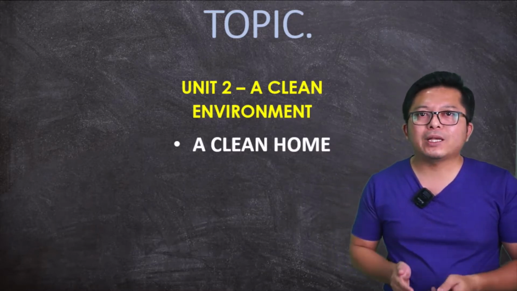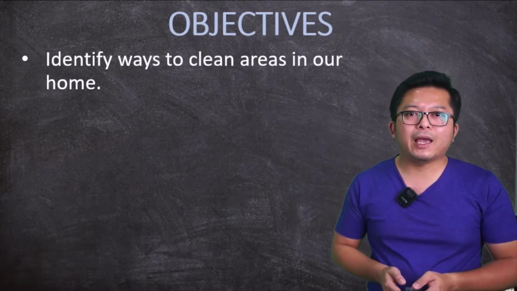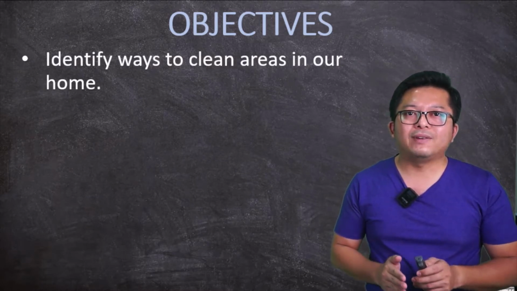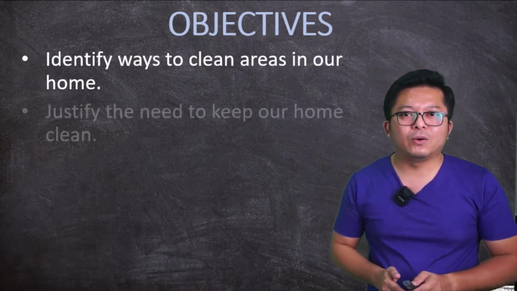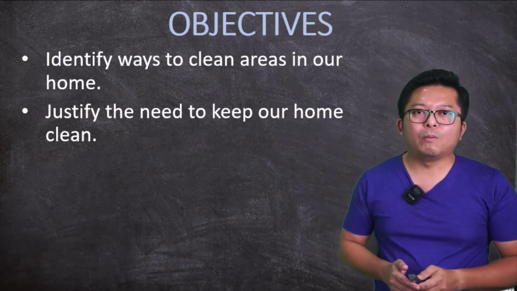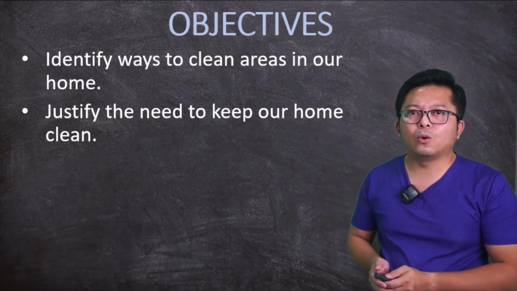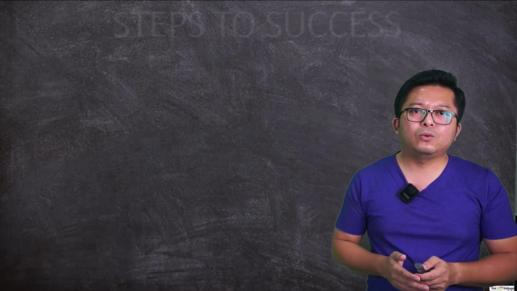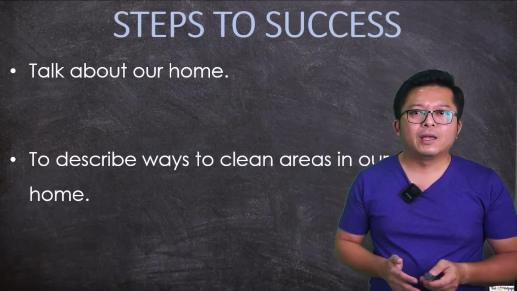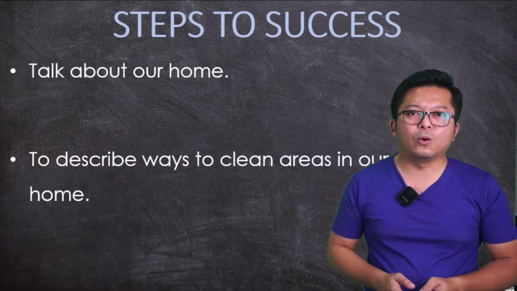Okay, now this week our objective would be to identify ways to clean areas in our home using what we have learned in the last video, and then we need to justify the need to keep our home clean. Justify means why do we need to keep our home clean? Now, in order to do that, the step to success would be to talk about our home and to describe ways to clean areas in our home.